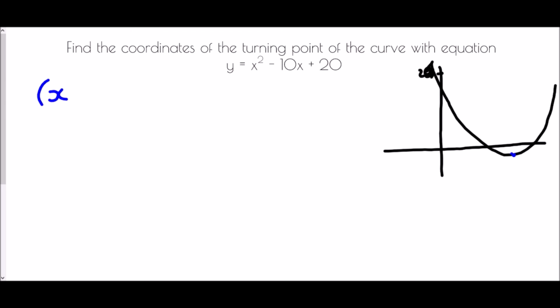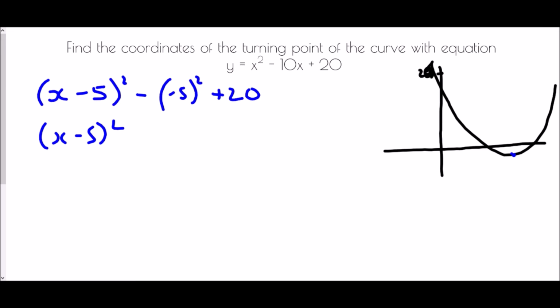So half of the -10 is -5, and that's going to be squared. I will then subtract the value in the bracket, squared, and add on the c value, which is 20. And so that gives me x take away 5 squared. The -5 squared is 25. Take that away, that's -25 plus 20, well, that's -5.